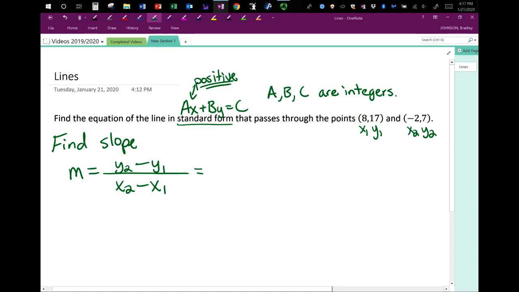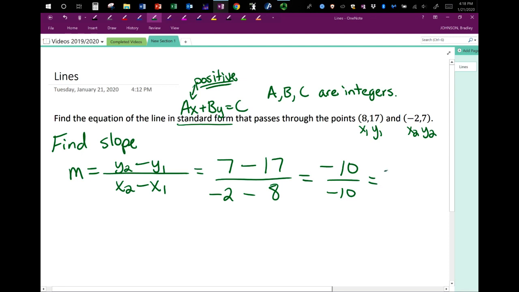So, slope. y2 minus y1. y2 is 7, minus y1, 17. x2 looks like a -2, minus, and then our x1 is 8. So let's start subtracting. In the numerator, we can subtract and we'd have -10. In the denominator, it looks like -2 and -8. That will also give you -10.